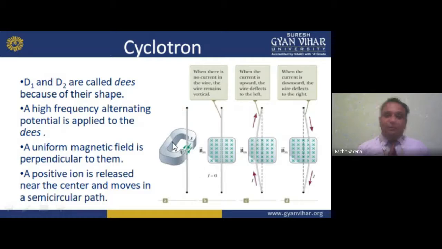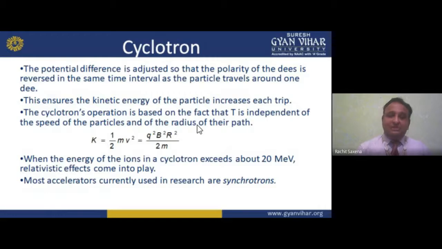Here, a positive ion is released near the center and moves in a circular path. This is the circular path. Here we can show that when there is no current, the wire remains vertical. When the current is upward, the wire deflects to the left. When the current is downward, the wire deflects to the right. We can perform it this way. I hope you understand.